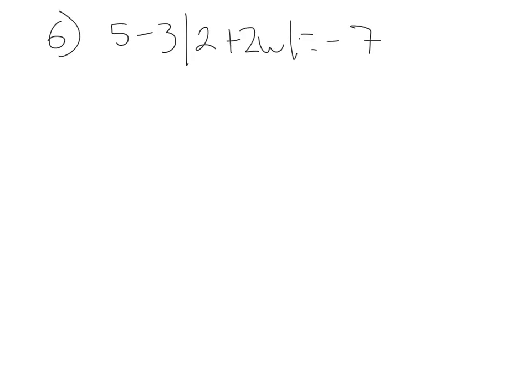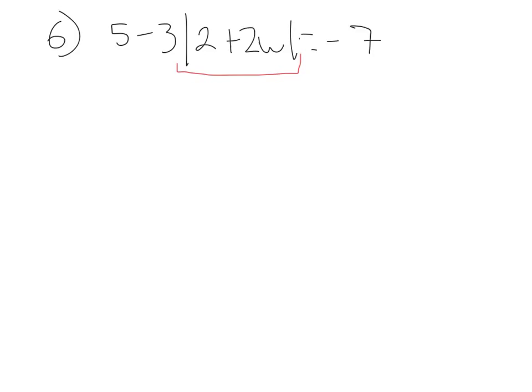All right, we have problem number 6 from 1-4 homework for Algebra 2 Honors. I see 5 minus 3 times the absolute value of 2 plus 2w is equal to -5. All right, I can't say right now that this is an empty set. What I've got to do first is isolate the absolute value. So I want to get this by itself.